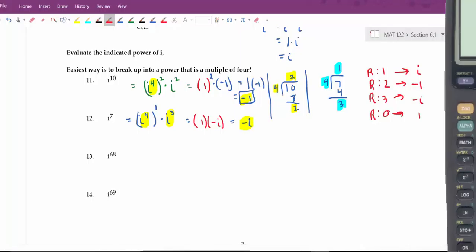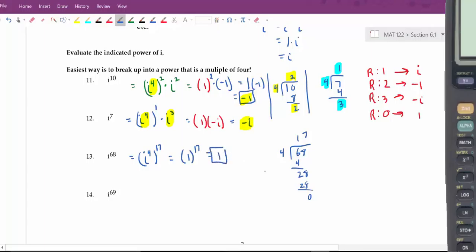Okay, so the idea with all these is we're going to do these basically the same way with division. So I'll do 68 divided by 4 and do that division. So that goes 17 times. So what we do is we write this as i to the 4th to the 17th. Okay, and then when we do that, looks like this one has got a remainder of 0. So we don't have to put the remainder of 0 there. So this is going to be 1 to the 17th, so that's equal to 1. So that would be an example of remainder of 0, just giving you 1 as an answer.